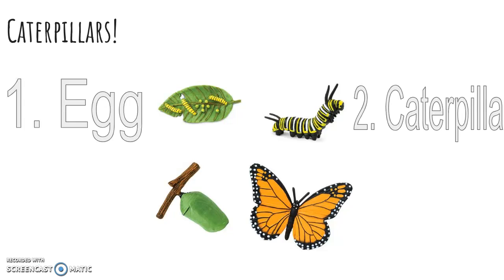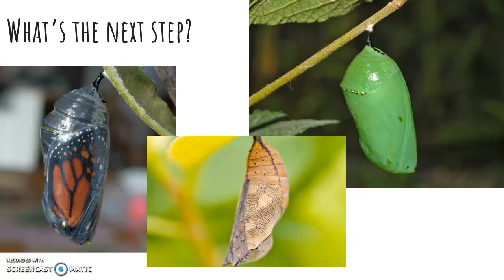Think of that book, The Very Hungry Caterpillar. So they'll start by actually eating the leaf that they were born on. And when they eat, they grow immediately. And as they grow, they molt their skin several times. What do you think is next?